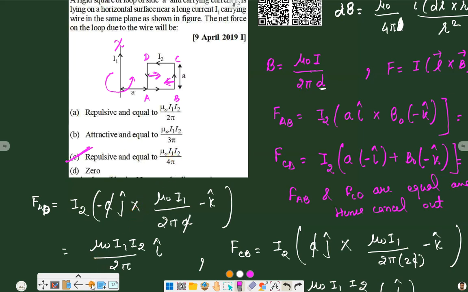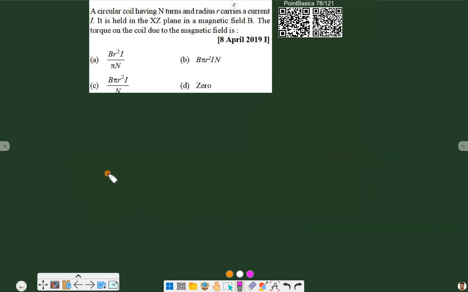Moving to the next one. A circular coil having n turns and radius r carries a current I. It is held in xz plane in a magnetic field B. The torque on coil due to magnetic field is. So here it is not mentioned what is the direction of the magnetic field.